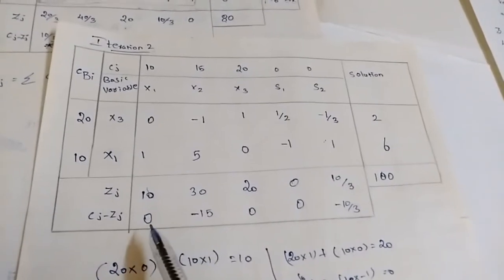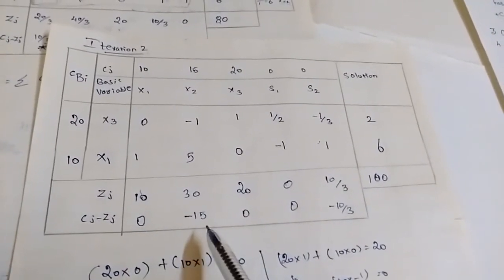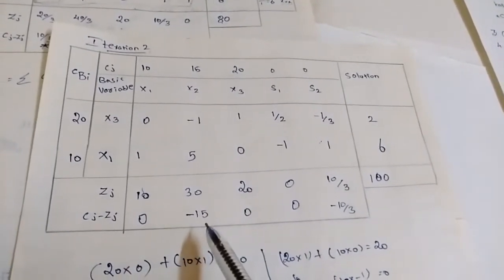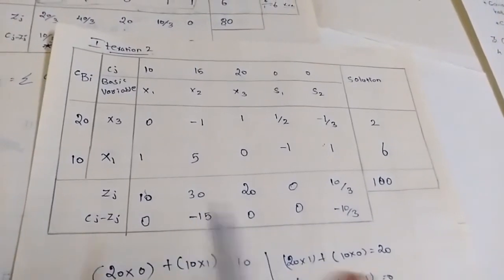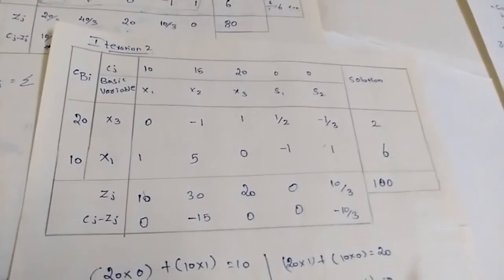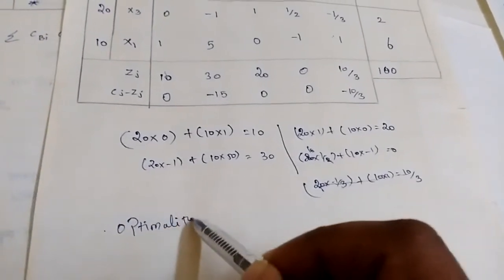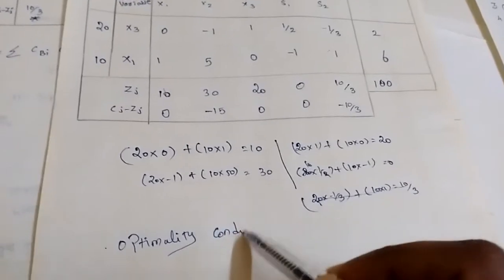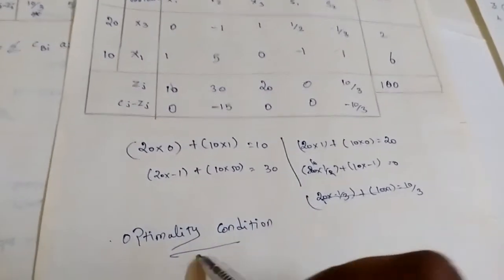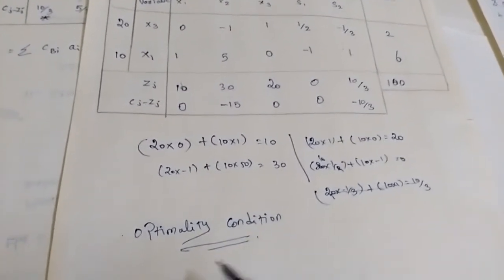Now look, either 0 or negative means the optimality reached. Here the optimality reached, no need of further solution. So we need to write the final solution. What is the optimality condition?